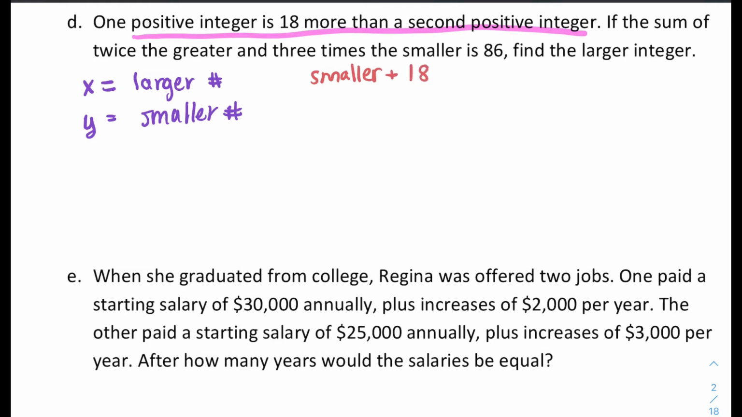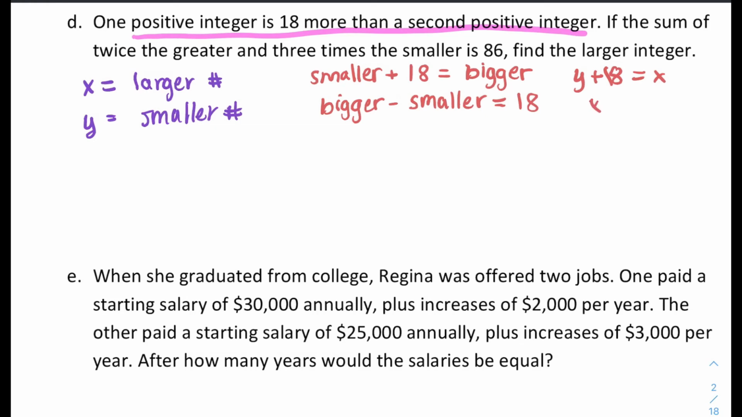There are multiple ways you could write an equation. You could say, okay, if I take my small one and add 18 to it, it's going to equal my larger number. Or you could think, if I take my bigger one and subtract my smaller one, then it's going to give me 18. So I'm going to go with y plus 18 equals x, or you could go with x minus y equals 18, or there are other equivalent versions too.